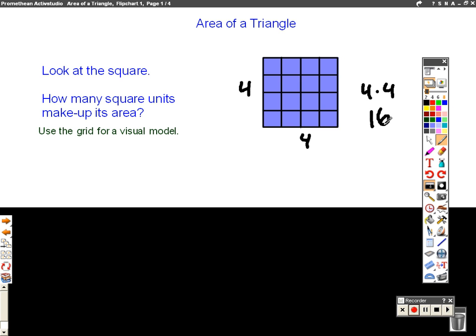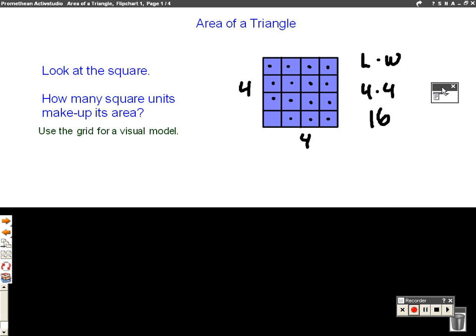We get that because the length is 4 units and the width is 4 units. You can also get it by actually counting up the squares. 1, 2, 3, 4, 5, 6, 7, 8, 9, 10, 11, 12, 13, 14, 15, 16. So we know then that the area equals 16, and we would say square units.